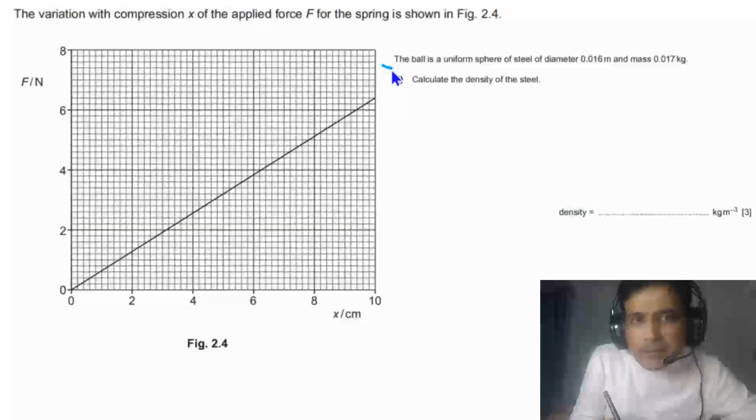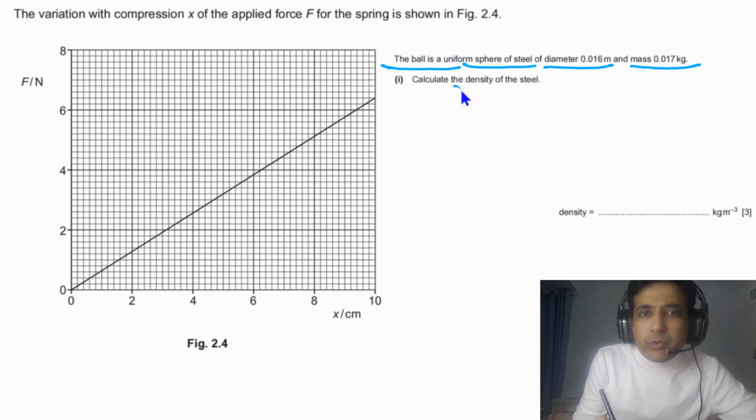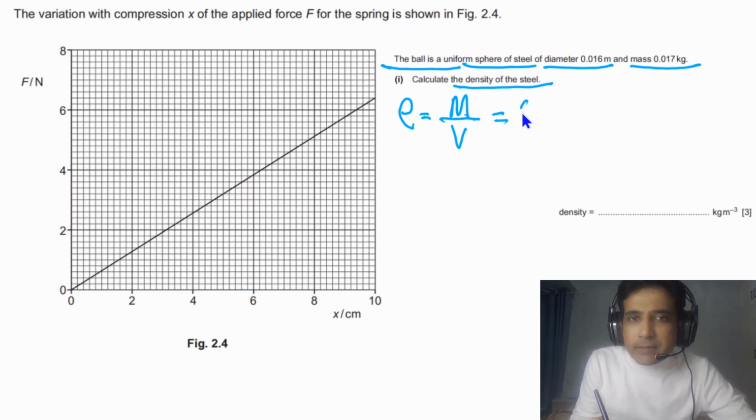For part B, it is given to us the ball is a uniform sphere of steel of diameter 0.016 meters, and the mass of the ball is given. We need to calculate the density of the steel. So quite a straightforward question. We need to calculate density, and we have the mass. So if we can calculate volume, we can find the density. In this case, mass is given in SI base unit. So we can simply say 0.017 kg divided by volume.